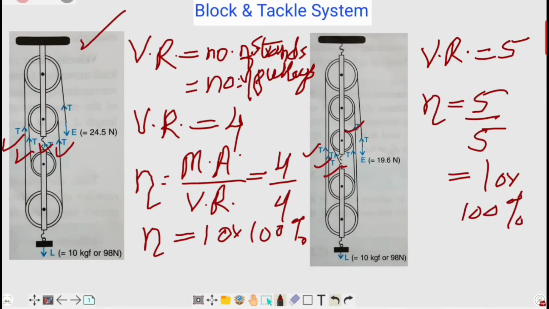Practically, there is friction in the bearing of the pulley. There is also the weight of the pulley. So MA is always less than the ideal value. Whatever we have calculated ideally, suppose in this first case we got MA 4, but practically it is less than 4, which results in an efficiency less than 1.